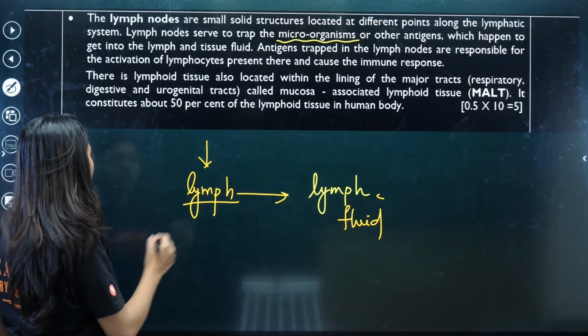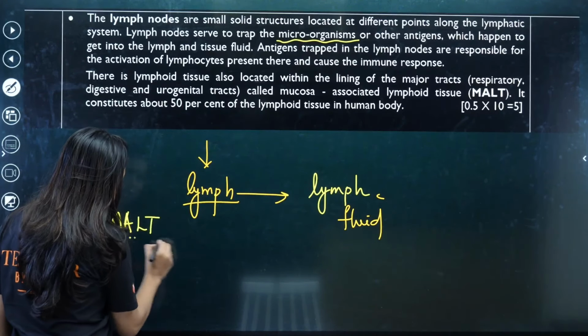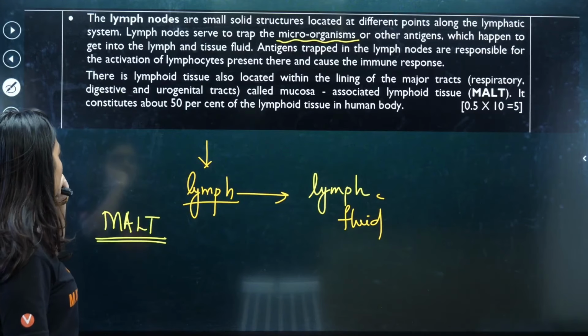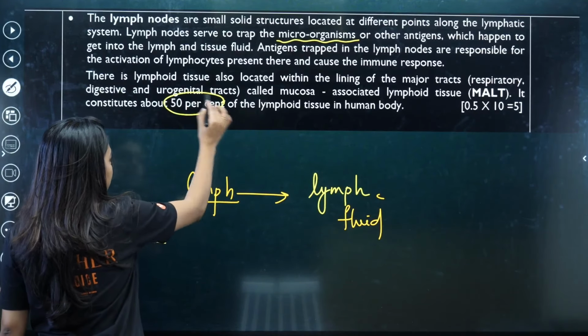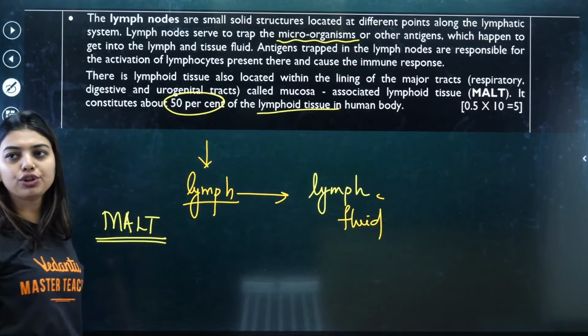Now, students, all of you know about MALT, right? This is a mucus lining in the lymph vessel. Mucosa-associated lymphoid tissue, MALT, constitutes about 50%. Again, same line of NCERT. So, 50% of the lymphoid tissue in the human body.